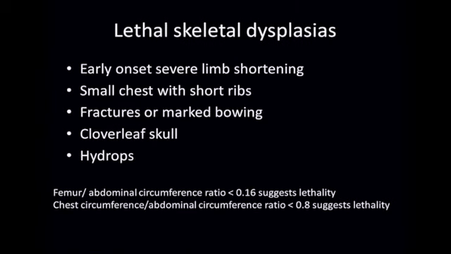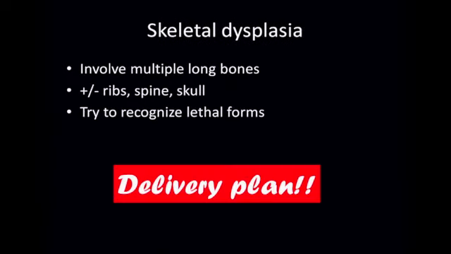The lethal skeletal dysplasias are early in onset. The chest is small. There can be fractures or marked bowing, cloverleaf associated with thanatophoric dysplasia type 2, and the presence of hydrops is always bad. Remember your measurements to suggest lethality. The bad guys involve multiple bones, and it's really important to try to arrive at a diagnosis of lethal versus non-lethal so that you can have a discussion about delivery planning with the parents.